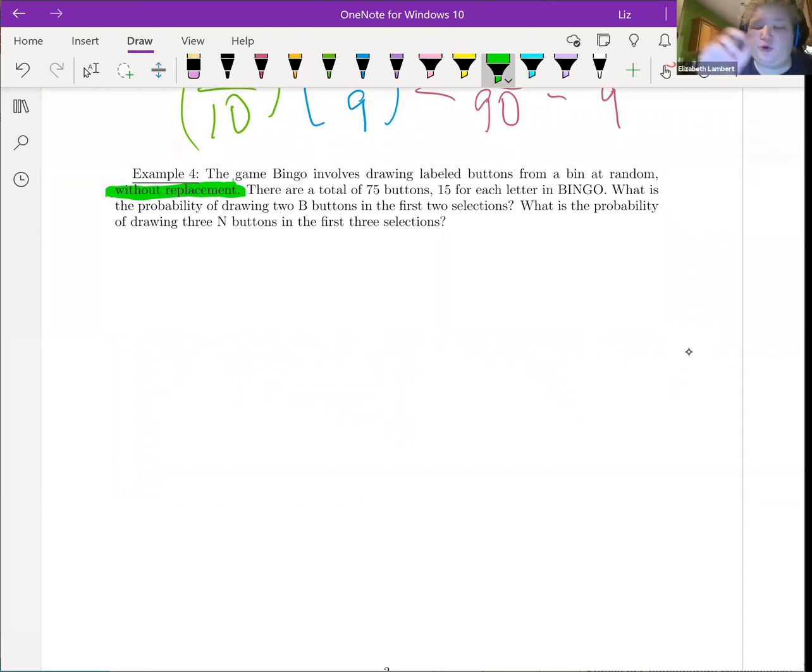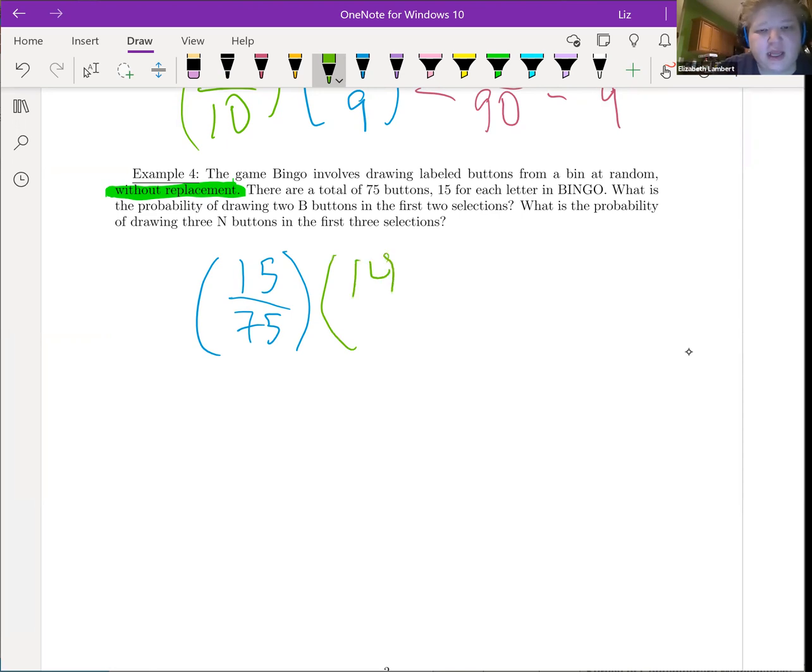All right, so 2 B buttons. For the first B button, there are 15 out of the 75. Now my second B button, I'm assuming that I drew a B on the first one. So now instead of 15, there's 14, and instead of 75 total, there's 74 total. Now, I'm sure those will do some happy number crunching dance. So it's 1/5 times 14/74, which would be 7/37.